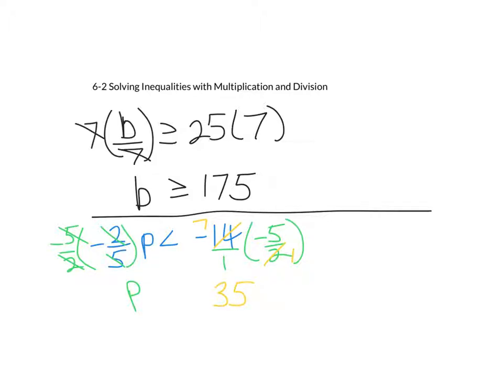Now, the difference with inequalities compared to equations is whenever you multiply or divide by a negative number, the inequality symbol changes direction. It flips to the other direction. So instead of being a less than as it is here, it's going to become a greater than. So p is greater than 35.